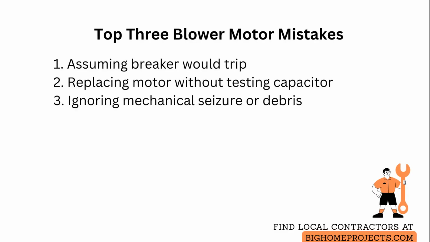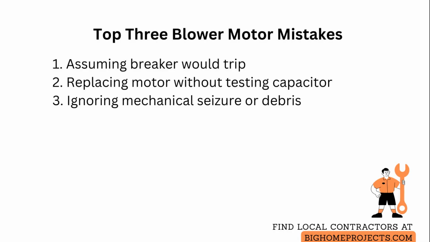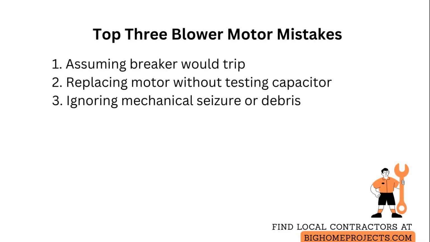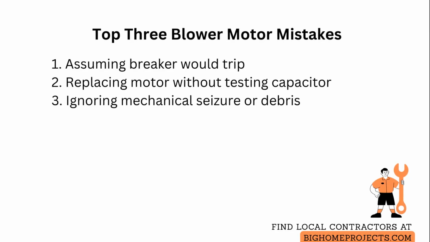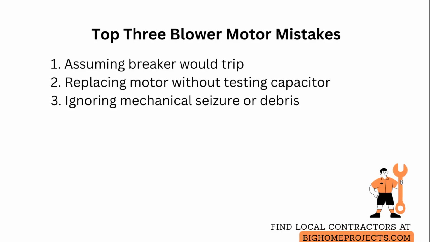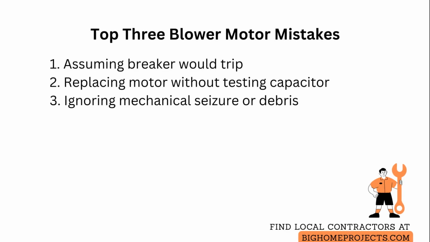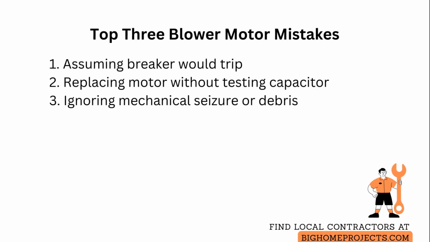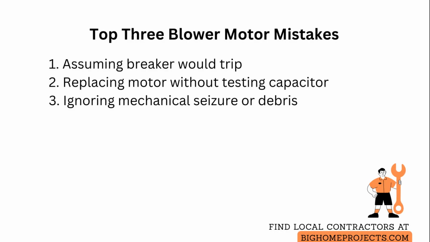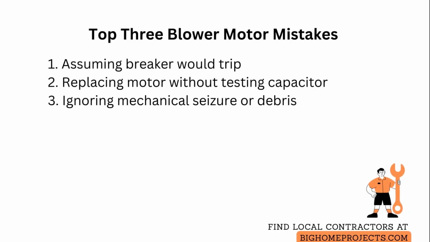Common mistakes include assuming the breaker would trip if the motor is stalled, which leads to missed open winding diagnosis. Avoid this by measuring winding continuity instead of relying on breaker behavior. Another frequent error is replacing the motor without verifying the capacitor or control wiring first, which wastes time and money. Test the capacitor and trace control circuits before ordering a motor.